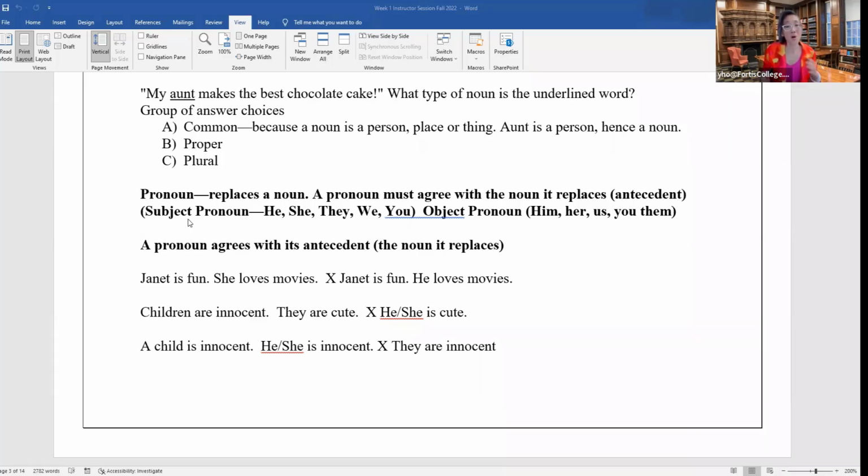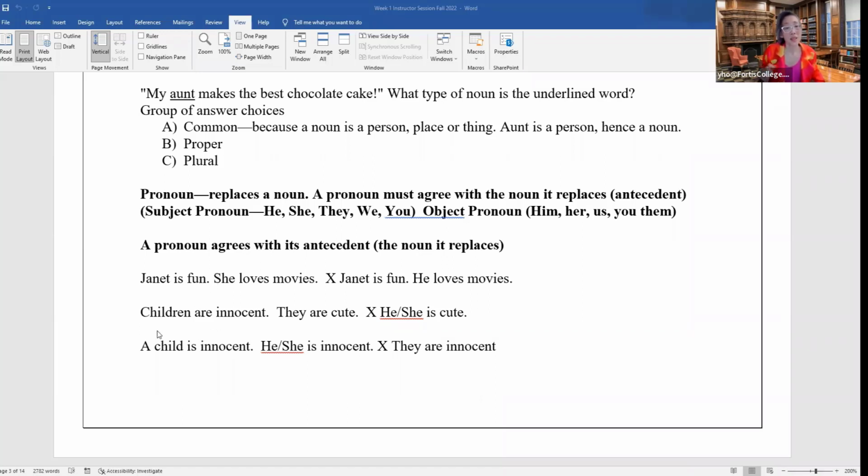And a pronoun always agrees with its antecedent. What's the antecedent? So if I say Janet is fun, Janet is the antecedent because I'm going to replace the noun Janet with she. And I cannot say Janet, he. So therefore, Janet and the pronoun have to be the same. They have to agree in gender and number. That's important to remember because you're going to have a true and false question. True or false? Do pronouns agree in gender or number to its antecedent? And the answer to that is true.